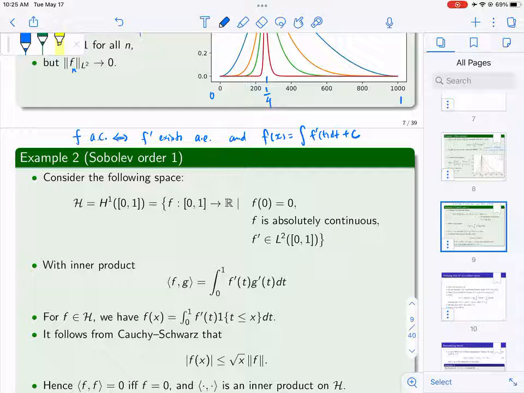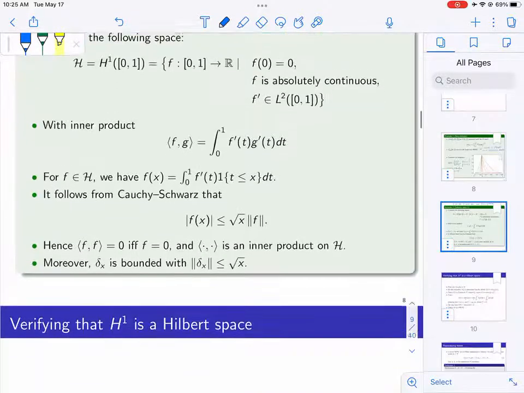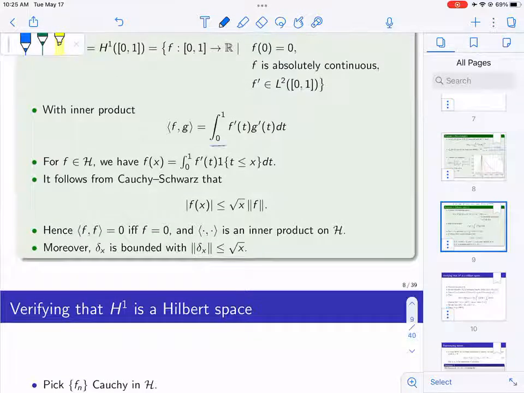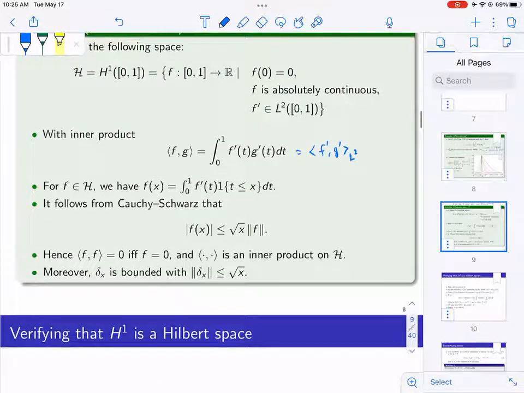On this class, I can define an inner product by taking the integral, like the L2 inner product between the derivatives of the two functions. Suppose f and g are in H, then f prime and g prime are by definition in L2, so I can define the inner product on H as the L2 inner product between the derivatives. Okay, that's well defined.